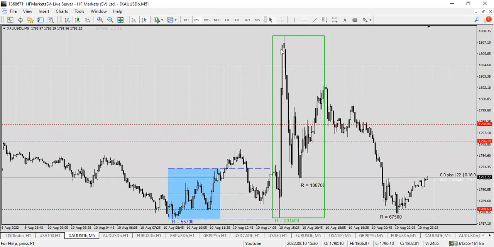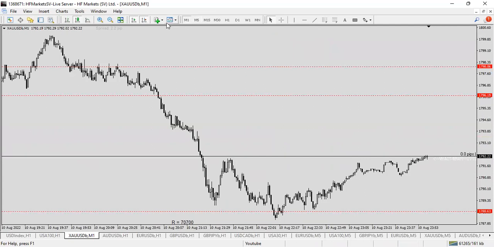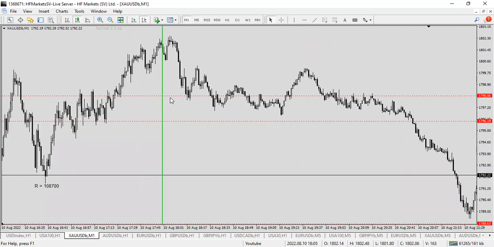So when that was happening, when I saw this wick come down here, my first thought process is it's going to trade higher and create entry up here. And then I just went to an M1 and the rest took care of itself.